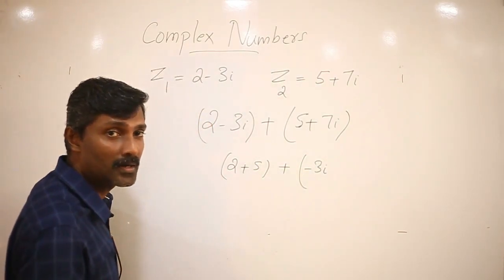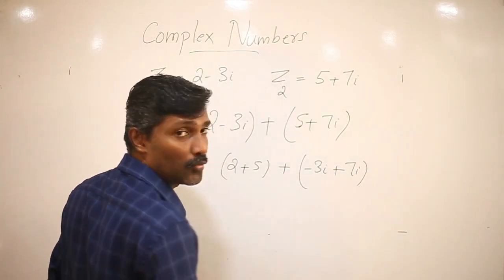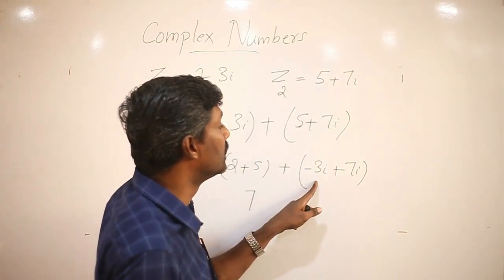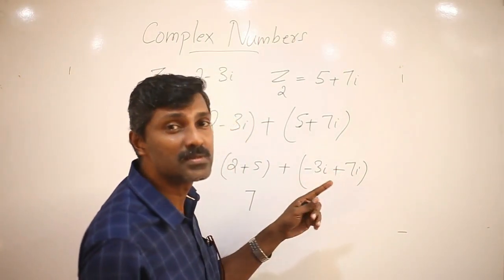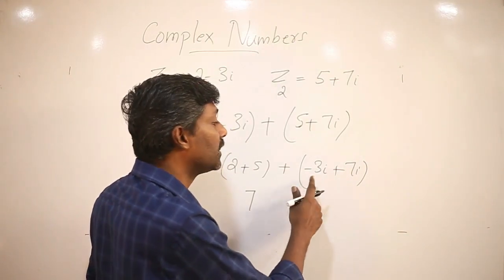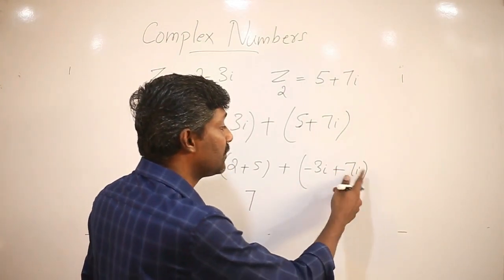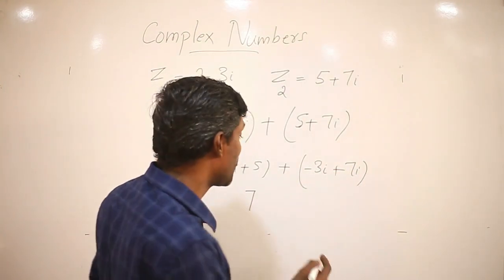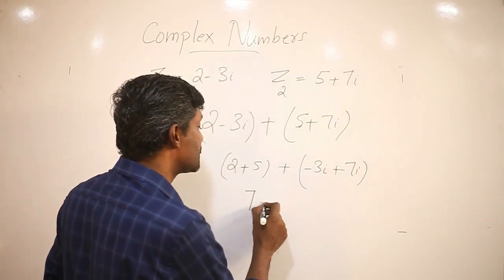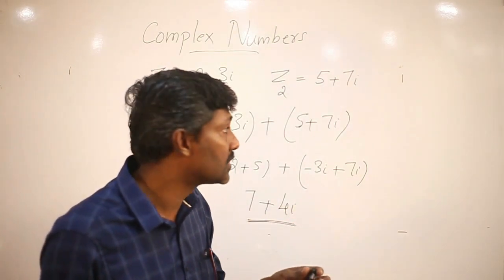And what is the second part? The second number, it is 7i. So add these two. And what do we get? 2 plus 5, very simple, 7. And how about this one? One is minus and the other is plus, so it is basically a difference, right? So you take the biggest number, which is 7, and the smallest one is 3, and you find the difference. 7 minus 3 is 4, and 7i minus 3i is 4i. So 7 is bigger, it is positive, so we get plus 4i. It is as simple as that. That is how you add two complex numbers.